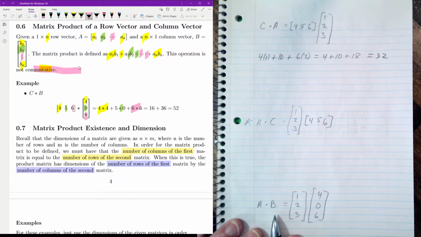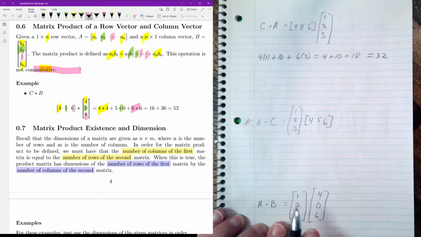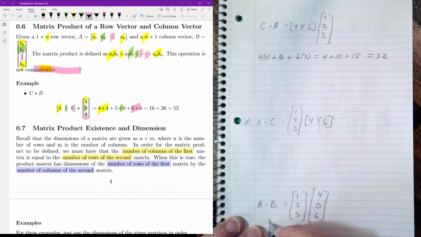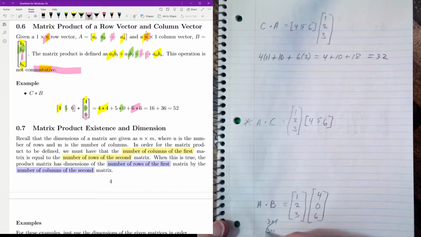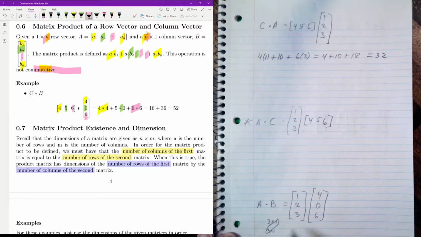And then we're going to look at A times B. So these dimensions, this is a 3 by 1, and this is also a 3 by 1. When we were talking about what is a valid operation, we indicated that these values need to be the same. They are not. So this is actually a not defined operation.